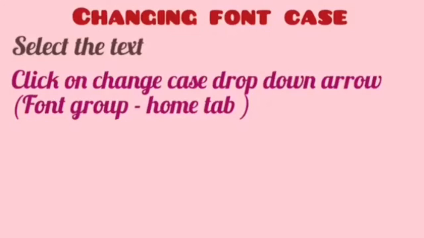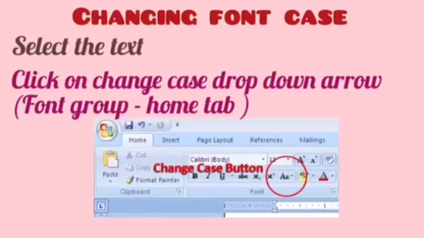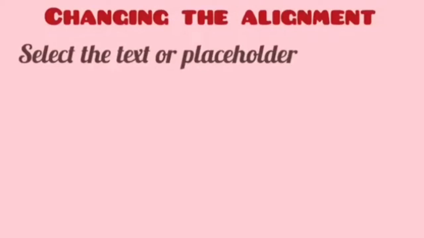So you can click on that and increase the font size and decrease the font size. Next is changing font case. Font case means capital to small letter and small letter to capital letter. For that first you have to select the text and then click on the change case drop down arrow. That is also present under the font group of the home tab. You can see this Aa, capital A and small a. You can press that and the case of the selected text will be changed.